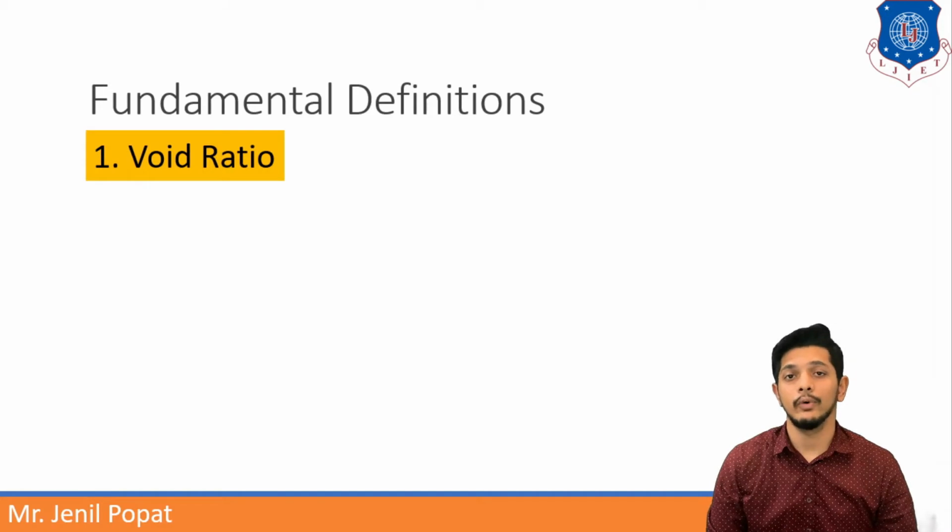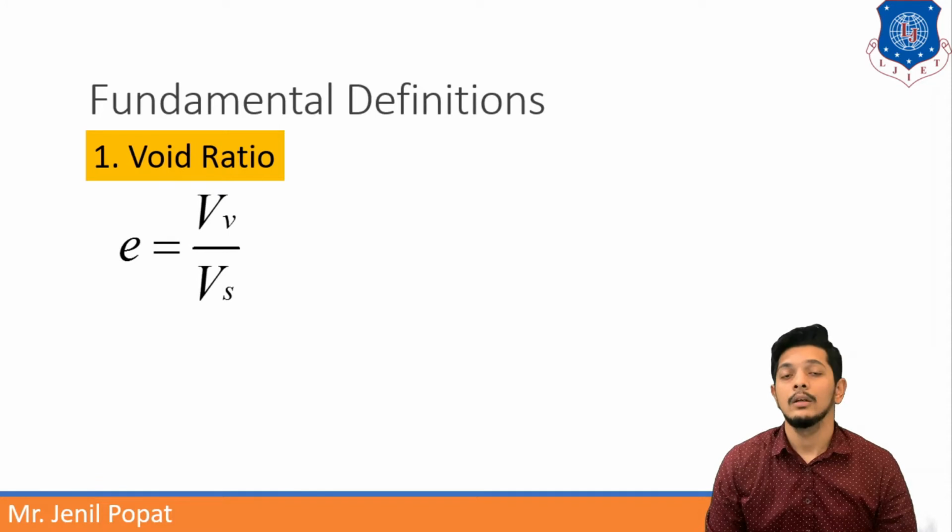First definition, that is void ratio. Void ratio is denoted by small e. Its equation is Vv upon Vs. Here Vv means volume of voids and Vs means volume of solids. So void ratio can be defined as volume of voids to volume of solids. Void ratio generally lies in the range of 0 to greater than 1, and it is written as 0.4, 0.5, etc. Void ratio is a very useful and basic unit.